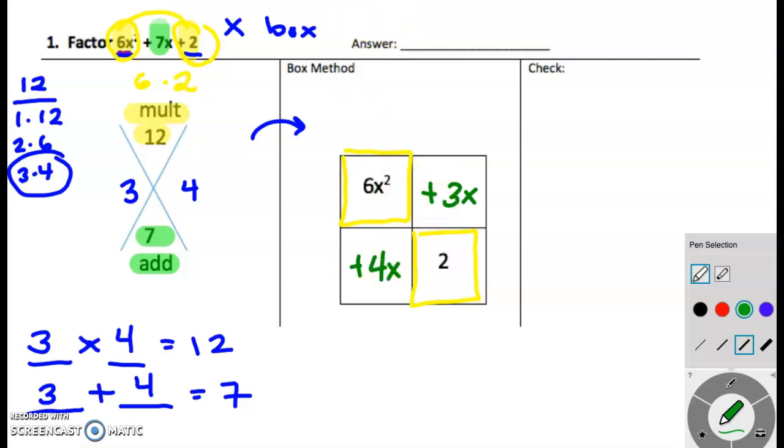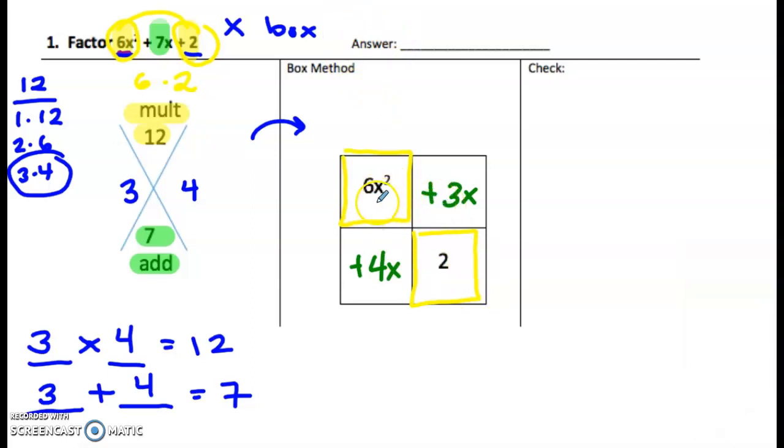And now we're right back to where we left off in this unit. So 6x squared and a 3x, if I thought to myself, what could I factor from these? Well, the greatest common factor of a 6x squared and a 3x is a 3x. The greatest common factor of a 4x and a 2 is a plus 2. The greatest common factor of a 6x squared and a 4x is a 2x. And the greatest common factor of a 3x and a 2, well, those actually have nothing except a 1. So we have to put a 1.